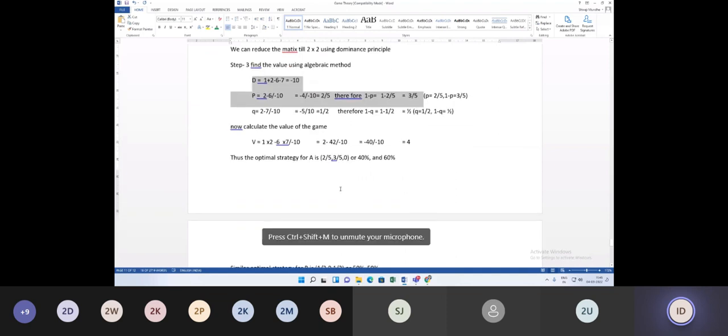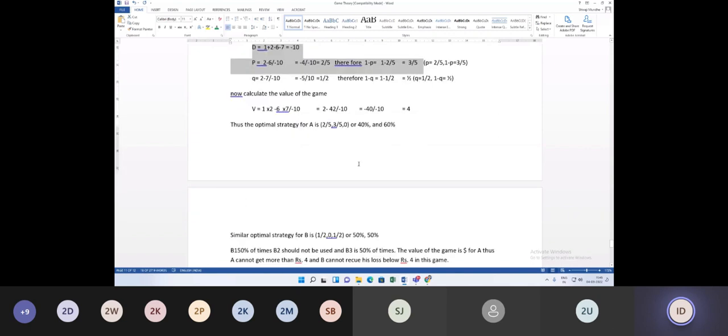Thus the optimal strategy for A is now a mixed strategy. So 2 by 5 means 40%, 3 by 5 means 60%, and one more strategy was there, that is 0, which we are not going to adopt, right? Because that is dominated. So 40% and 60% probability is used to adopt the strategies A1 and A2, right?